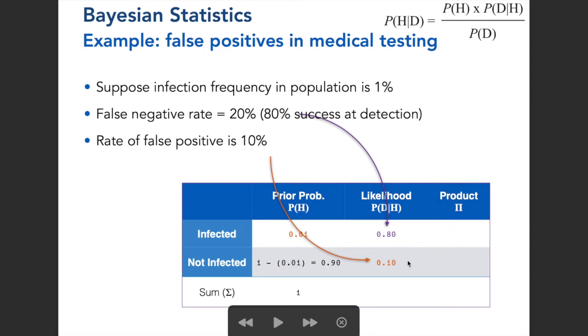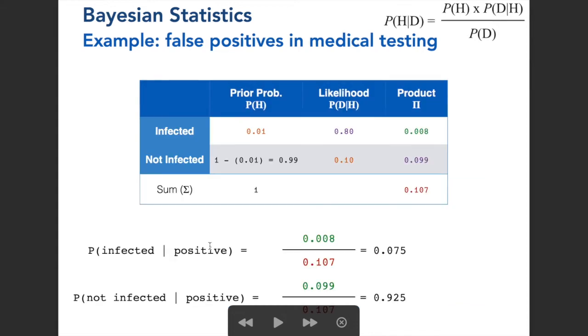Now we just multiply each of these rows. And so we get 0.008 for infected, 0.099 for not infected, and then we take the sum of those, and that gives us 0.107. And so now we have all of the numbers that we need to calculate the posterior probability of each of these hypotheses. So that tells us the probability that we're infected, given the data that we tested positive, and the probability that we're not infected, given that we've tested positive.